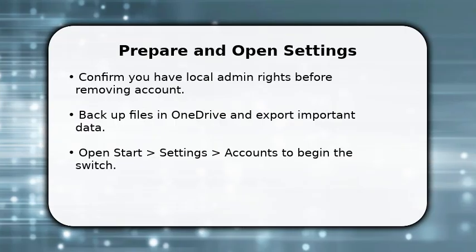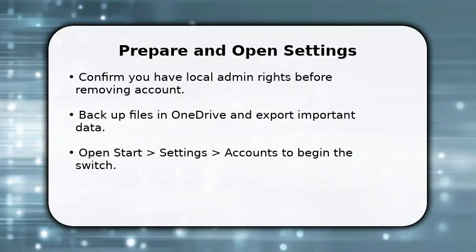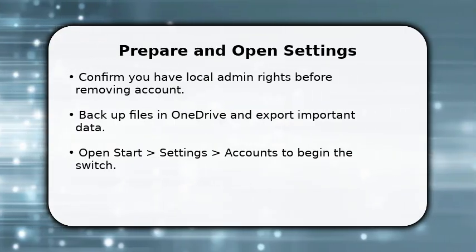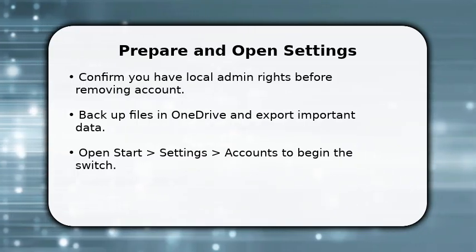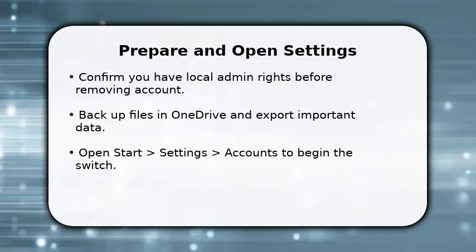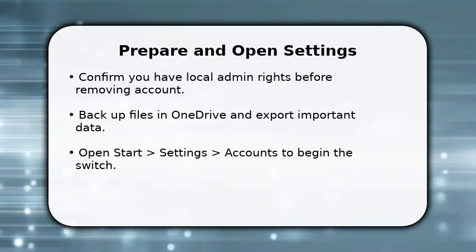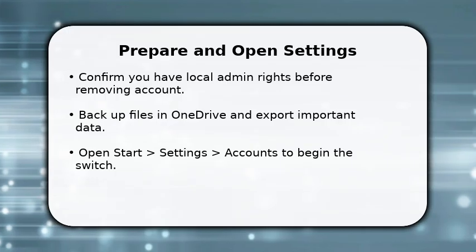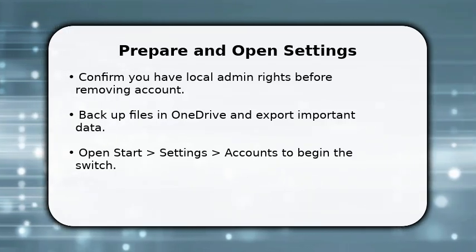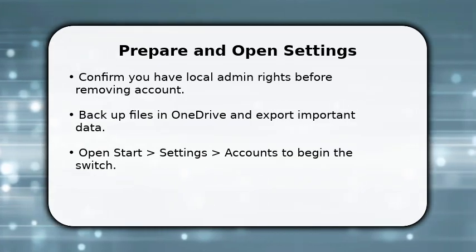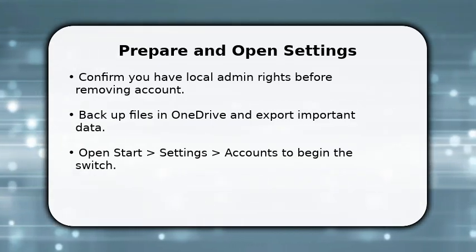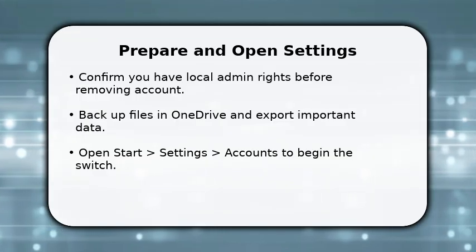You need admin rights and a quick backup. This avoids data loss. First, sign into your admin local account or create one if you don't have it. Once done, disconnect OneDrive by right-clicking its icon and choose Close or Sign Out, then ensure important files are on disk. Now open Start, go to Settings, then Accounts. You're in the right place to change sign-in options and manage the Microsoft account, so continue to the next steps.